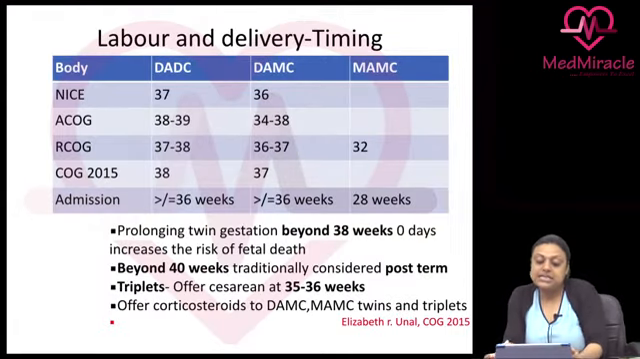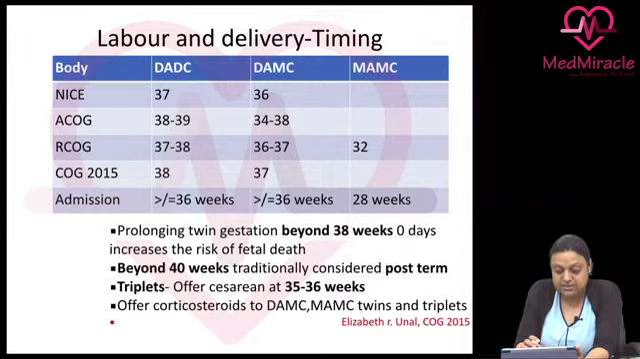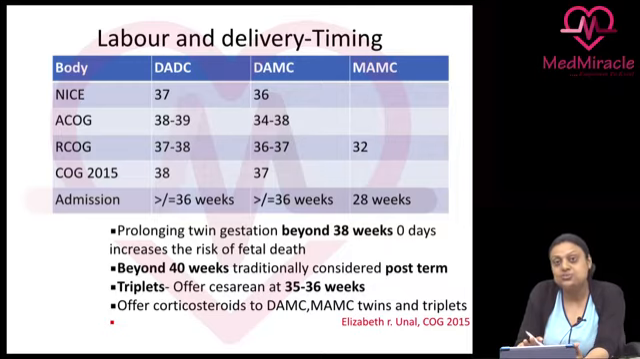Let's understand the labor and delivery timing according to chorionicity of the twins. So a DA-DC twin has to be delivered by 36 to 37 weeks. A DA-MC twin, according to the ACOG guideline, at 34 to 38 weeks. RCOG says 36 to 37 weeks and COG says 37 weeks. That is, you need to remember a DA-DC twin can still be induced at 37 to 38 weeks. DA-MC has to be delivered by 36 to 37 weeks and MA-MC at 32 weeks.